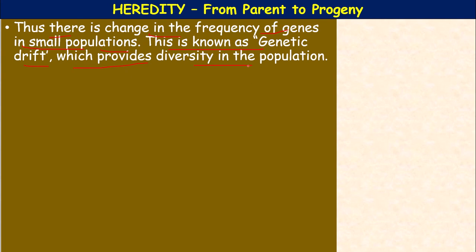Genetic drift, okay, or gene migration, gene flow. It is the migrating of the individuals that interbreed. Okay. So, this is also very important in evolution. The change in the frequency of genes in a small population is known as genetic drift.